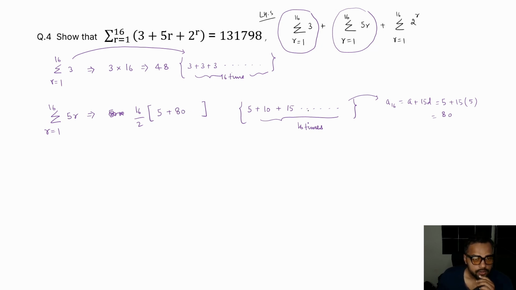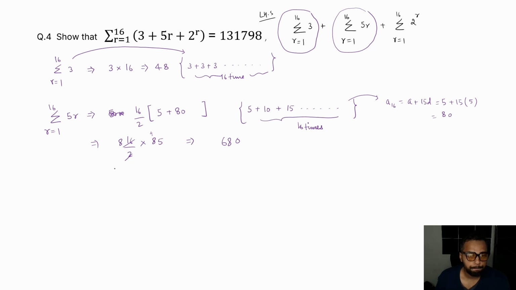So we have written this part. It will be equal to 16 by 2 cross 85. 16 by 2 is 8, and 8 times 85, the value we are getting here is 680.